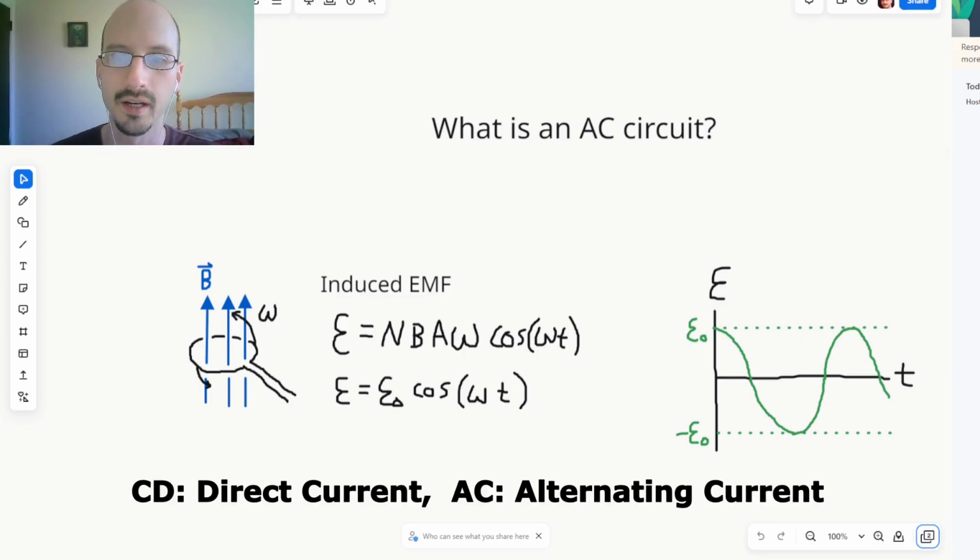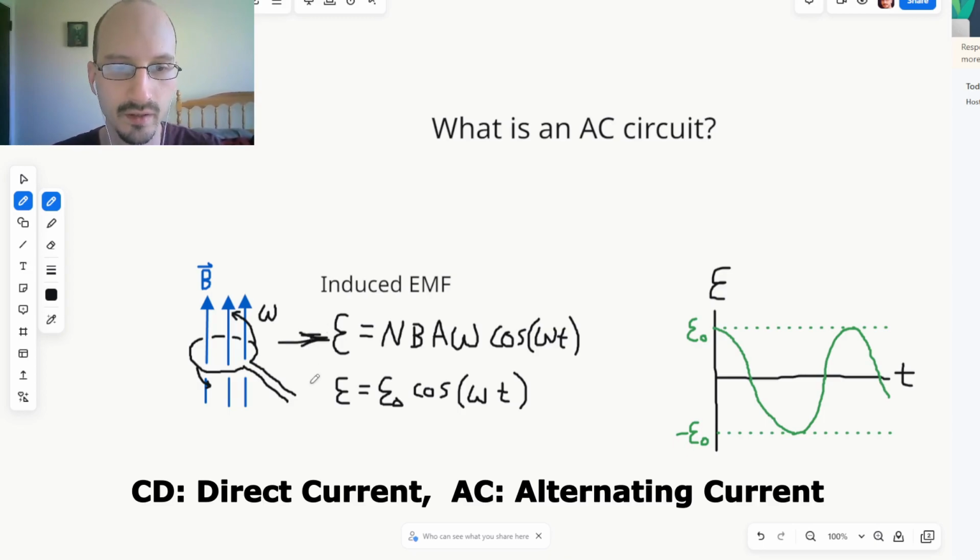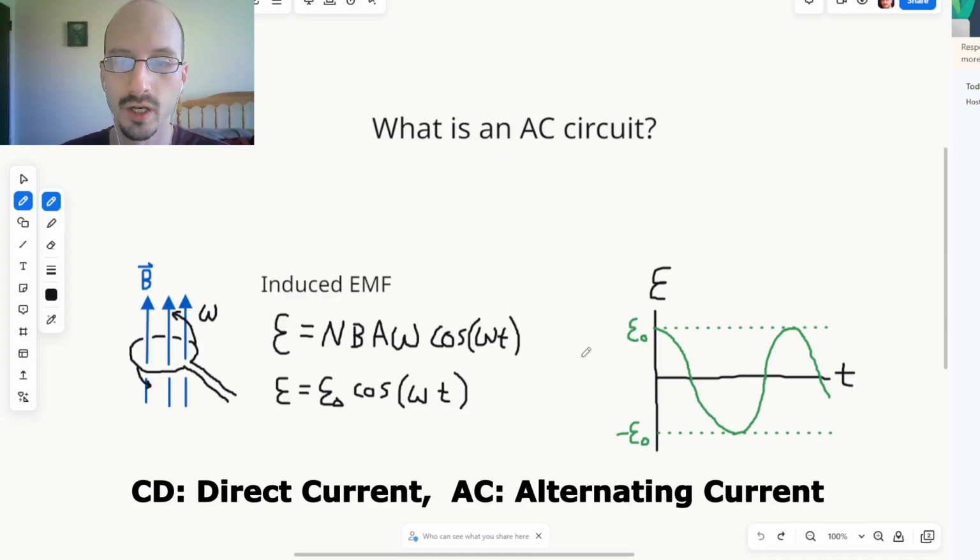A DC circuit is an electric circuit where the source delivers a constant voltage. An AC circuit is an electric circuit where the source delivers a variable voltage. Current is induced in a wire when the magnetic flux through the wire changes. If the wire is rotating with an angular velocity omega, there's going to be an induced voltage given by this equation right here. We can simplify it to say the maximum voltage times the cosine of angular frequency times time. Over on the right, I've drawn a graph which shows how the voltage changes over time.